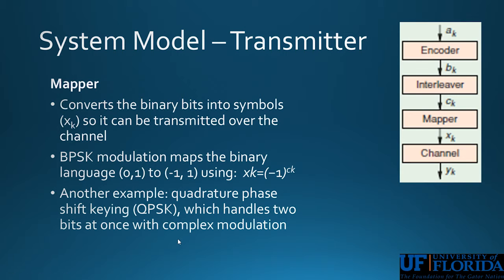The mapper is in charge of taking the binary bits and making them into symbols that can be transmitted over the channel. BPSK is what was used in this project. It modulates 0 and 1 to negative 1 and 1, ideally. This is the function that takes care of that. Another example that uses 2 bits at a time is QPSK, which is a complex modulation technique.